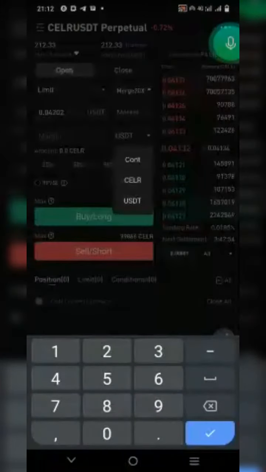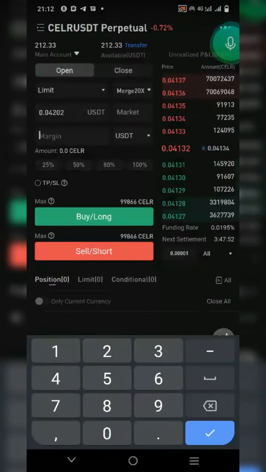Let's use USDT. You can change this. This will tell you how much CELR you are going to buy at that market price, or USDT. I'm choosing USDT, so I just put 20 USDT. That's what I want to spend in this market. And that shows me that I'm going to get 9.5. With my 20x, trading with 20 USDT is almost like me holding 9519 CELR.